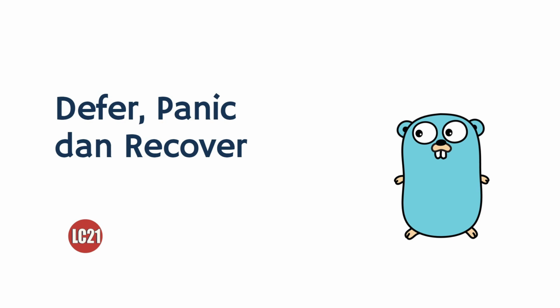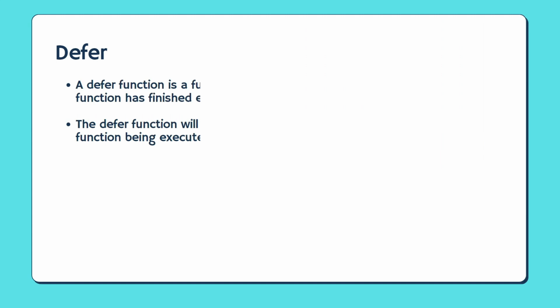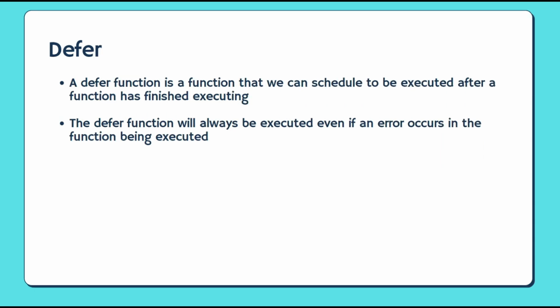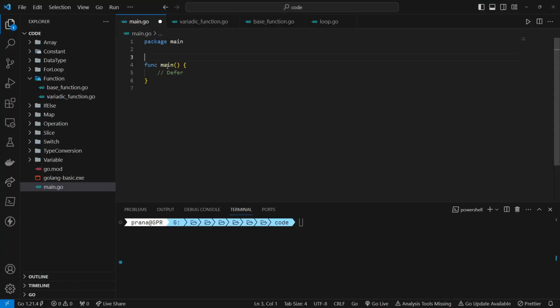Defer. A defer function is a function that we can schedule to be executed after a function has finished executing. The defer function will always be executed even if an error occurs in the function being executed. In this scenario, we are delving into the concept of defer in the Go programming language.